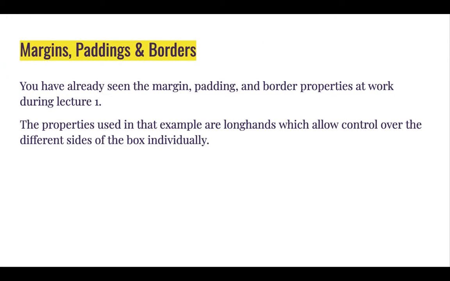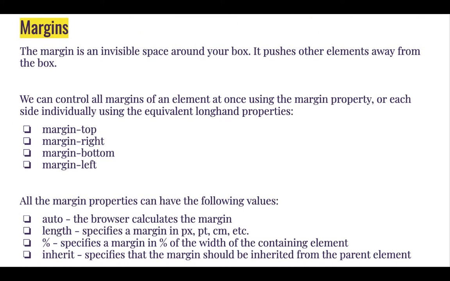You have already seen the margin, padding, and border properties at work during the first lecture. The properties used in that example are longhand, which allow control over the different sides of the box individually. The margin is an invisible space around your box. It pushes other elements away from the box.